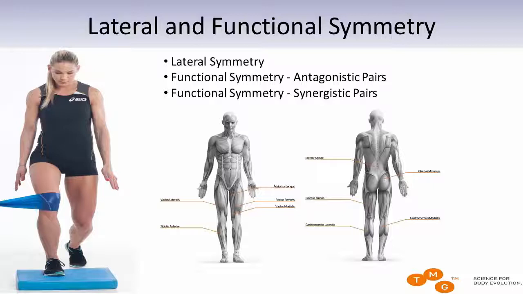Then you have 2 types of functional symmetries that will also be calculated and displayed. First are the functional symmetries between agonists and antagonists, and not for all the joints, but we have them for the big ones.